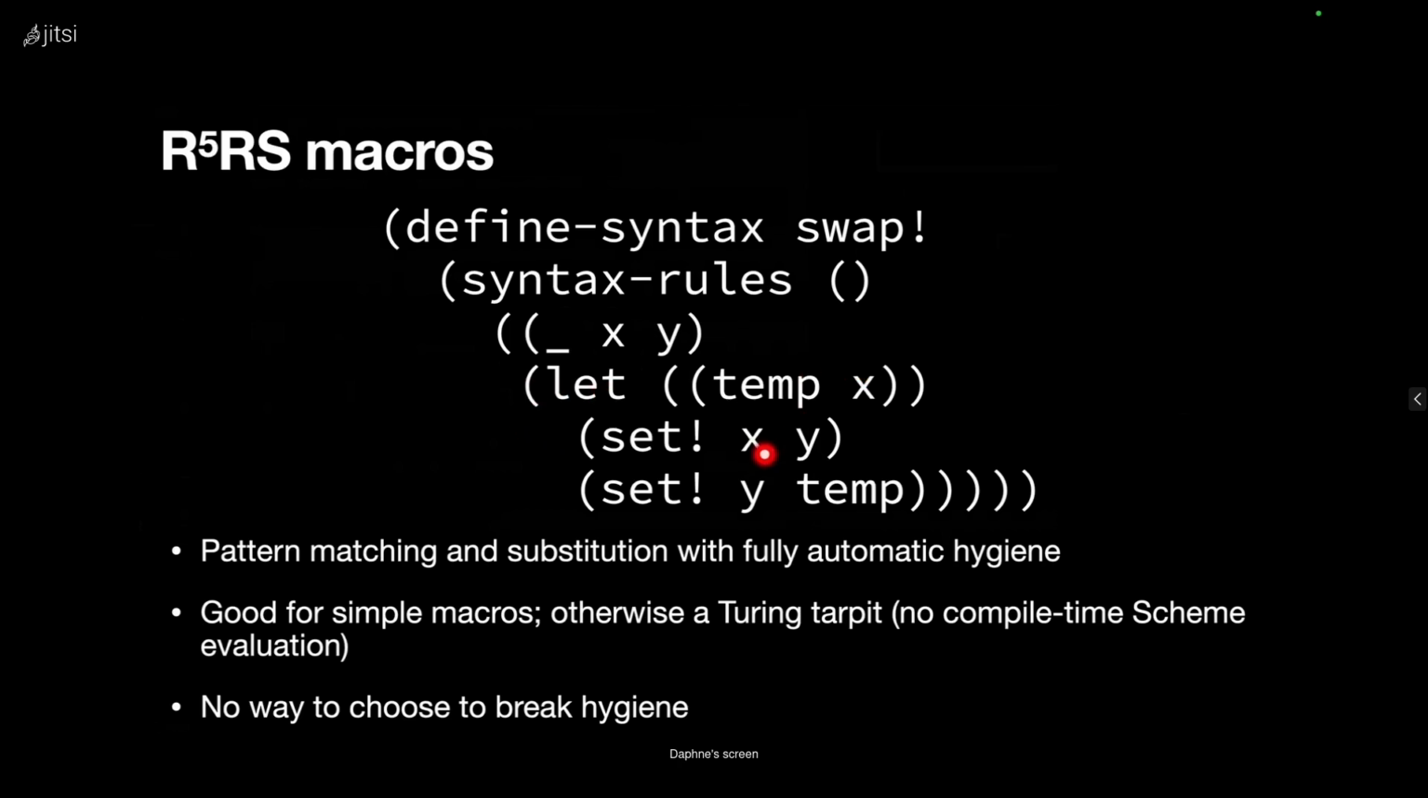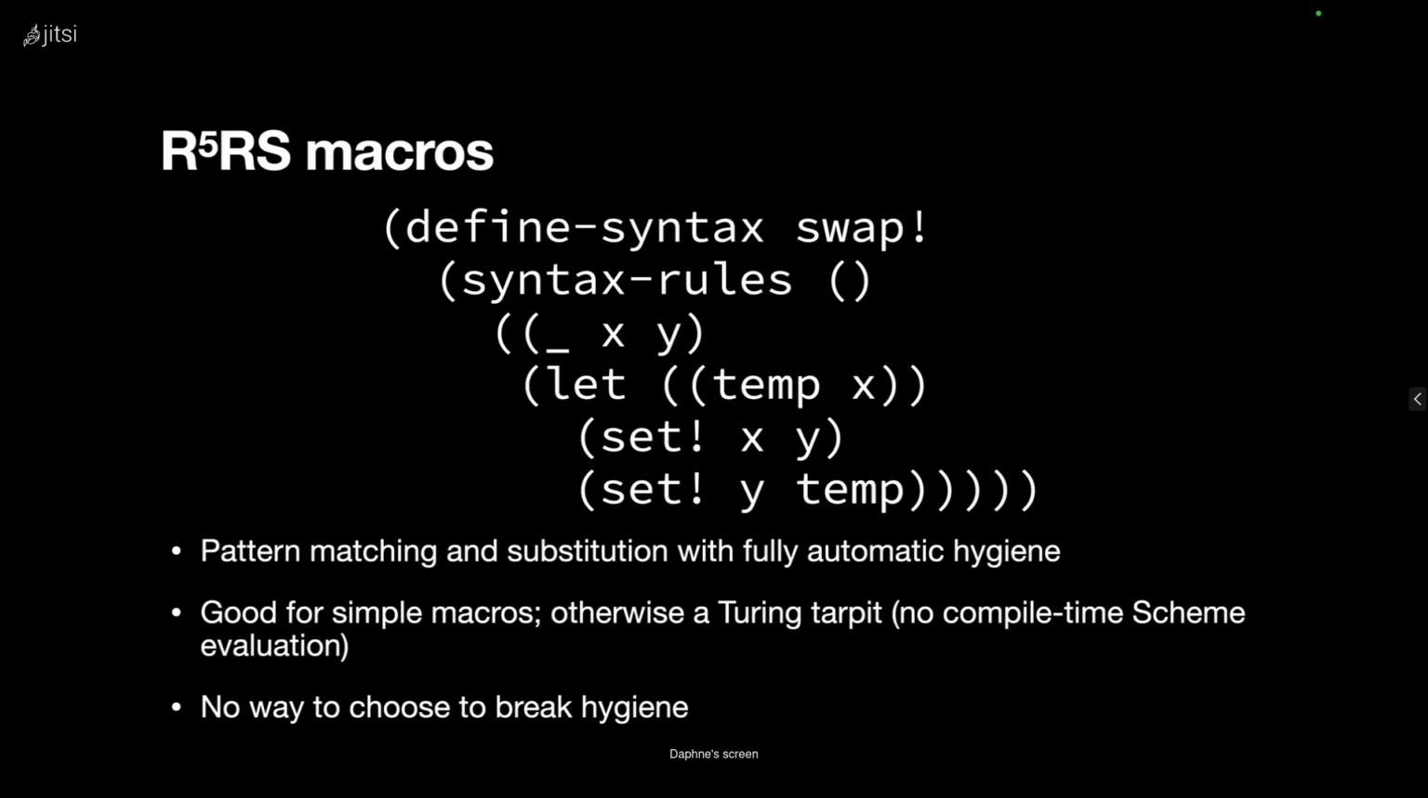So with this X and this Y. Hygiene is handled automatically. So most obviously this temp variable that we introduce, if X or Y is already called temp, for example, that won't cause a problem. It will be considered to have a different name. And also if the names let and set bang are for some reason rebound to something else at the point where the swap bang macro is used, or they're not available for some reason, that doesn't matter. These names will always refer to what the macro author intended, what they were at the place that the macro was defined, not the place where it's used.